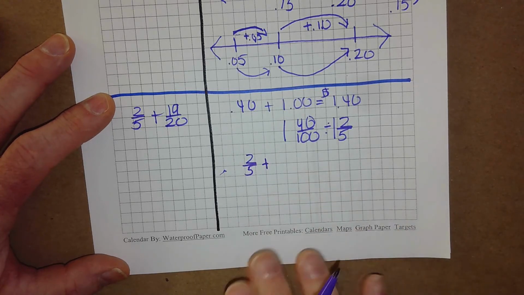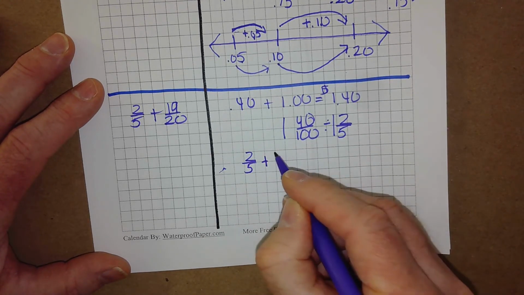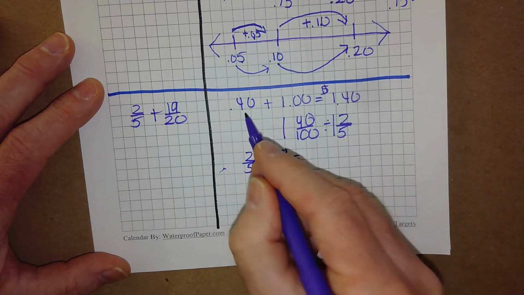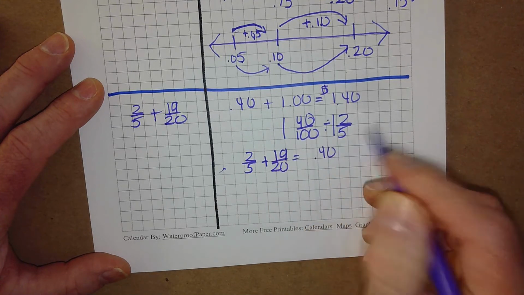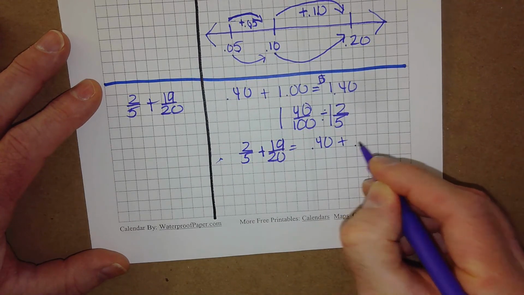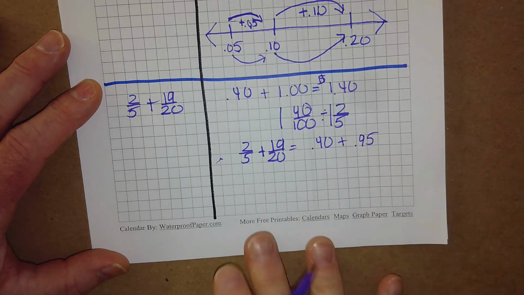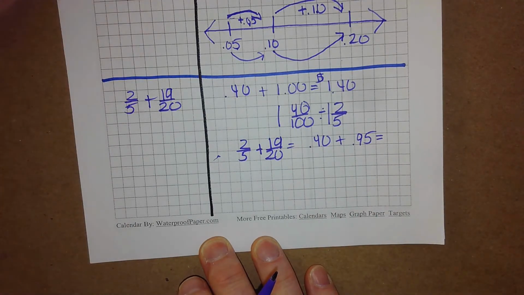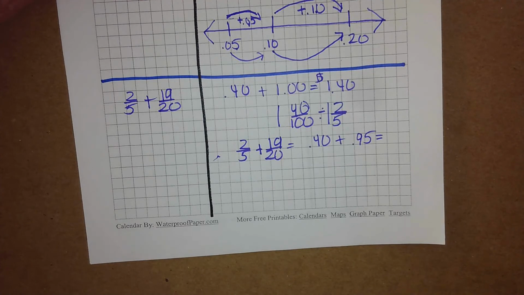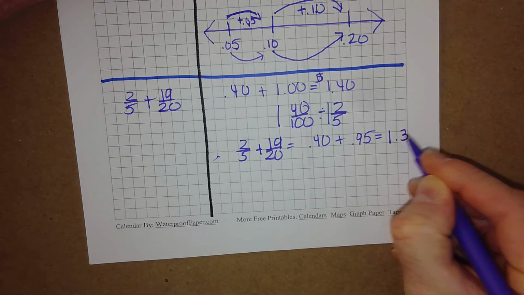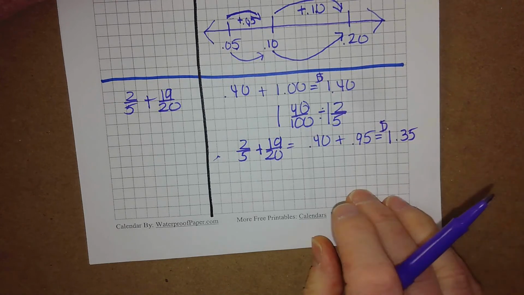2/5 plus 19/20. 2/5 we said was 40 cents. Is that correct, everybody? Yes. Plus 19/20ths you now said was how much? 95 cents. Speak up if you see something wrong. 40 cents and 95 cents is how much then? Last time we got $1.40, so it must be $1.35.